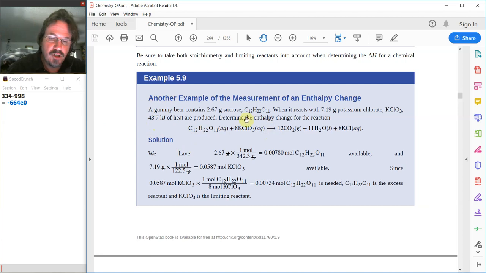It says, determine the enthalpy change for this reaction. The heat for this reaction. All right. Now keep in mind, I don't have exactly 1 mole of sugar. I've got 2.67 grams of sugar. Right? And again, I don't have 8 moles of potassium chlorate. I had 7.19 grams of potassium chlorate. All right, so they wanted to take this data with that amount and figure out, well, how much heat would have been if I had exactly 1 mole and 8 there.